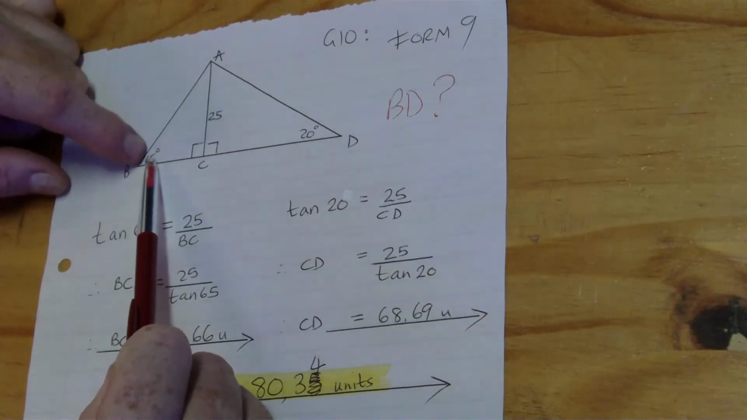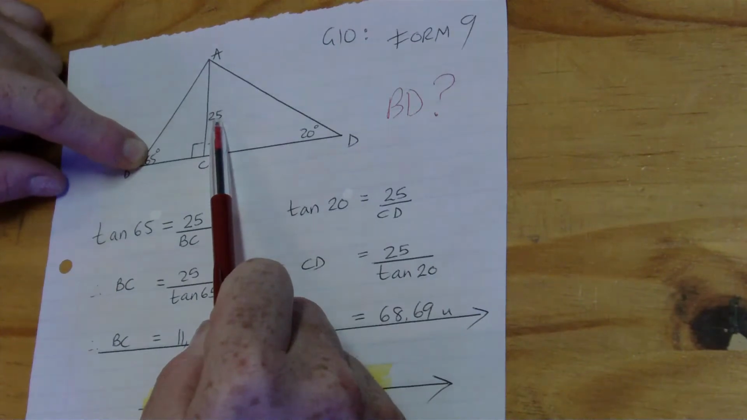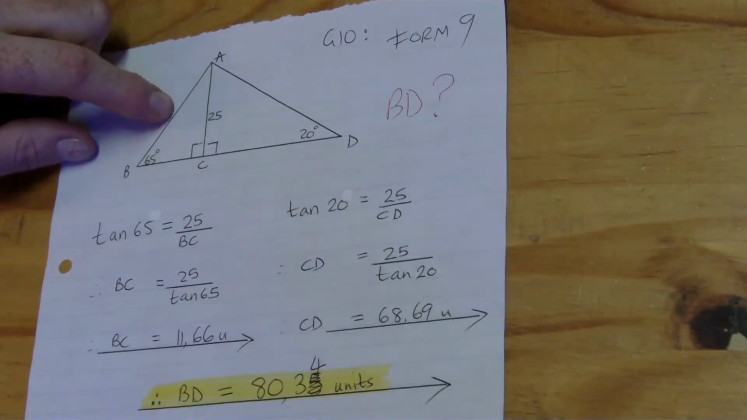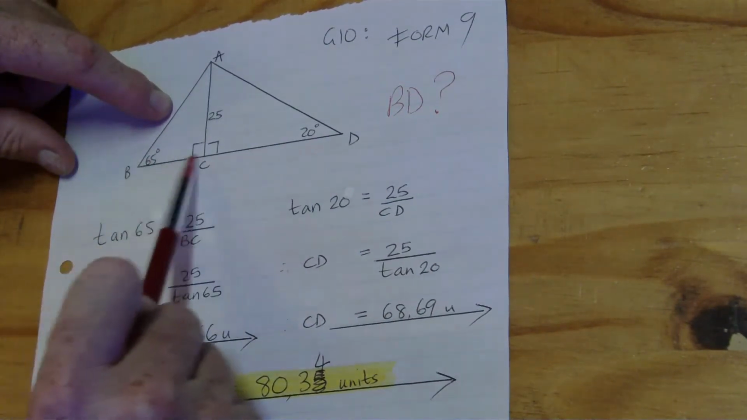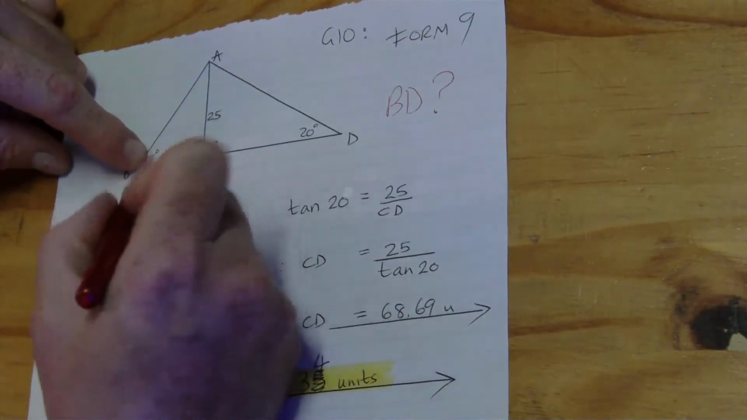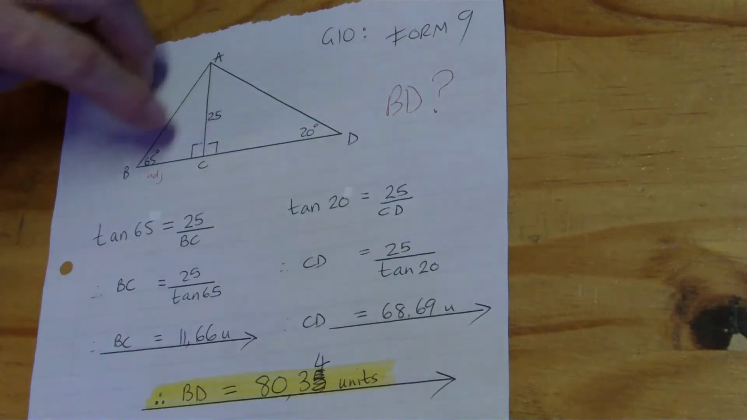We have the 65-degree angle and we have the opposite, which is 25. I don't care about the hypotenuse. I'm not interested in that. If you go and find that, you're wasting your time. I'm interested in this length here. Okay, and relative to the 65, this is the adjacent. Agreed. So we have opposite, we have adjacent.